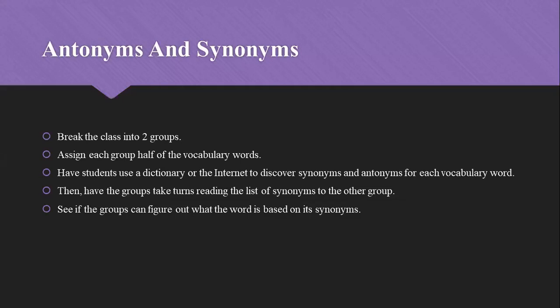So there are many ways to learn the vocabularies. First is antonym and synonym. It is a very important game in the class. Teachers should apply this game in their classroom. In this game, break the class into two groups, assign each group half of the vocabulary words, have students use a dictionary or the internet to discover synonyms and antonyms for each vocabulary word, then have the groups take turns reading the list of synonyms, and the other group sees if they can figure out what the word is based on its synonyms.